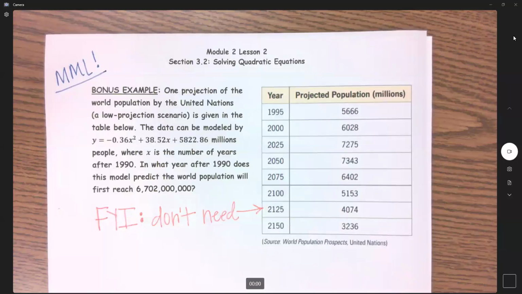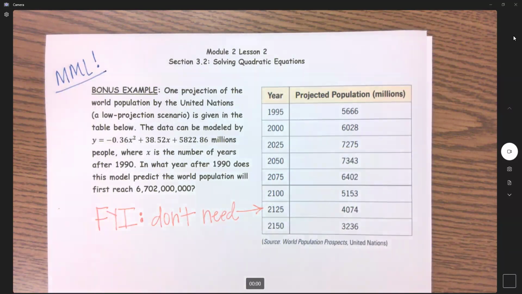Here's a bonus example for Module 2, Lesson 2. And this bonus example is a question that you're going to get in MyMathLab. And I get a lot of questions about it, so I just thought, let's just do an example of it, and then maybe you can try doing it on your own during your homework.